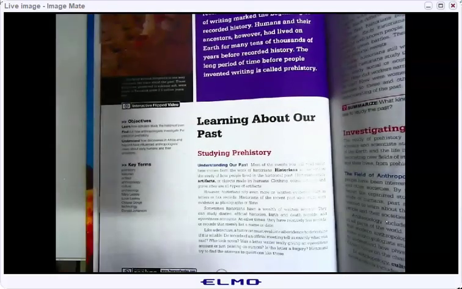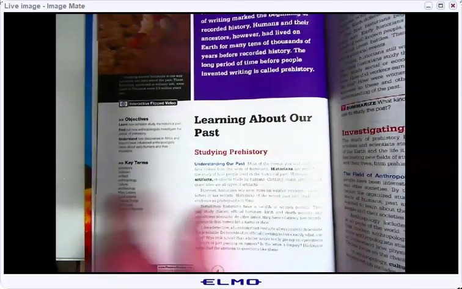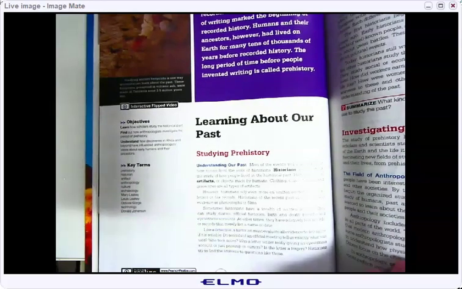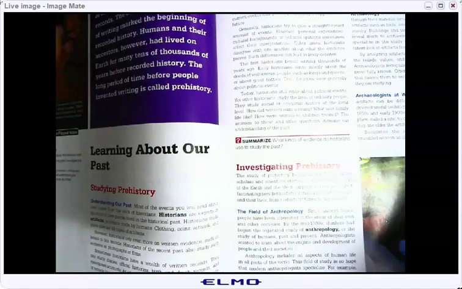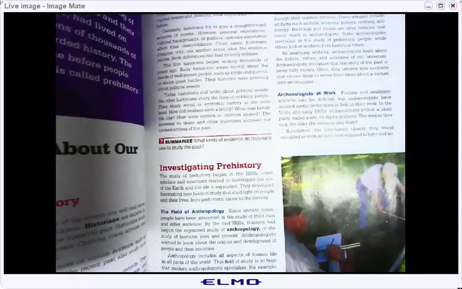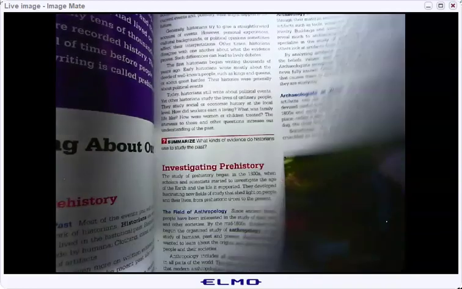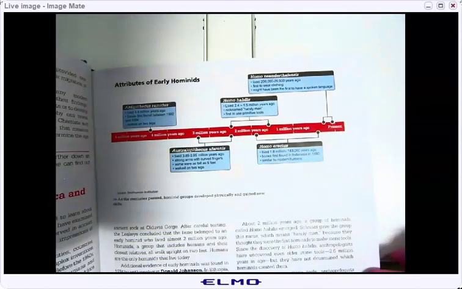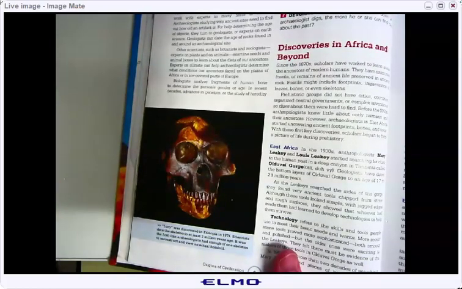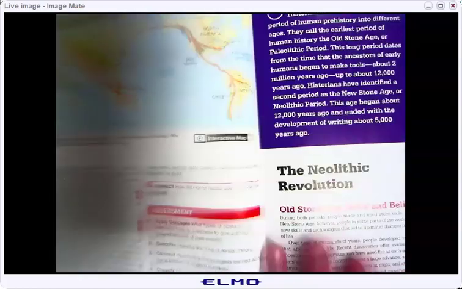You've got red headings, which are main ideas, and then blue headings. And then you see I'm pointing to the key terms here, because I recorded the audio after I recorded the video. But as you can see, you work through the headings. There's some pictures, there's timelines, par for the course. Oh, that's a lovely skull. Anyways, and then it goes on to the next section.